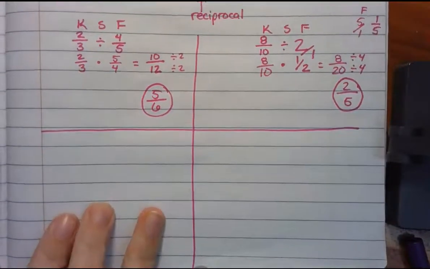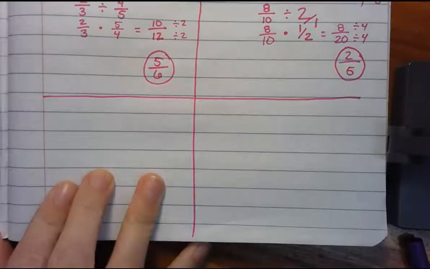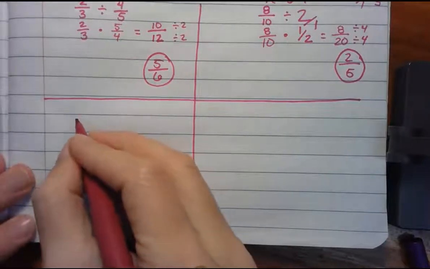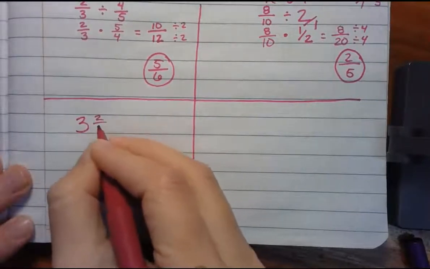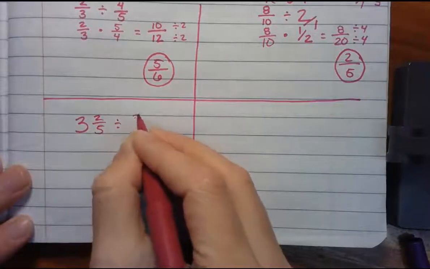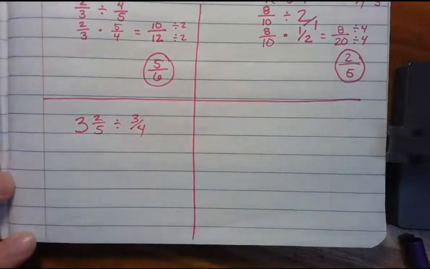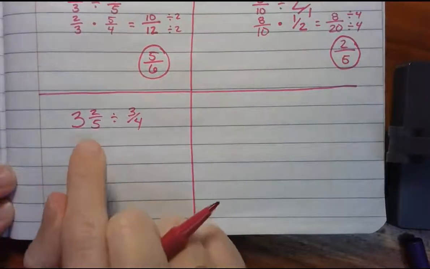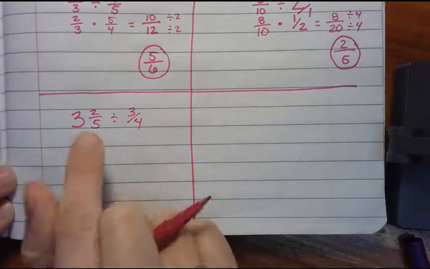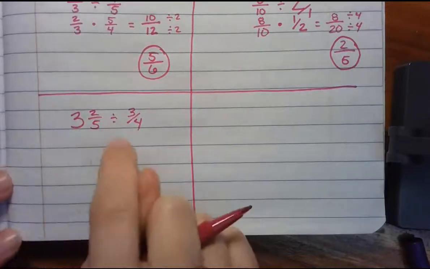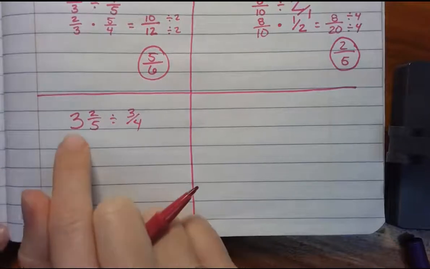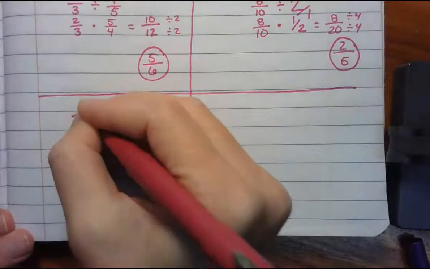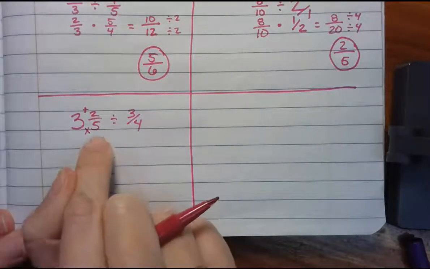All right, let's try a couple with some mixed numbers. And now that we have done multiplication with mixed numbers, we can do division with mixed numbers. So I'm going to try 3 2/5 divided by 3/4. So just like we talked about last week, anytime you see a mixed number, you want to change it into an improper fraction. So that is still the first step, but even before I do keep, switch, flip, even before I do KSF, I want to change any mixed number that I see into an improper fraction. So we're going to do that as our very first step, the multiply and add method.